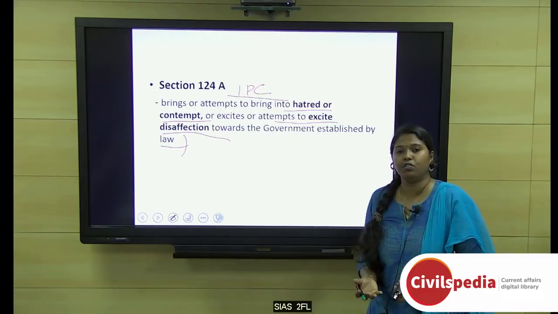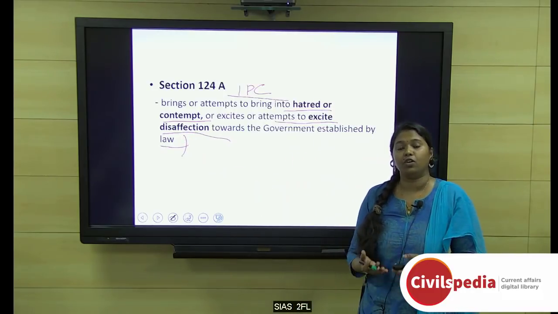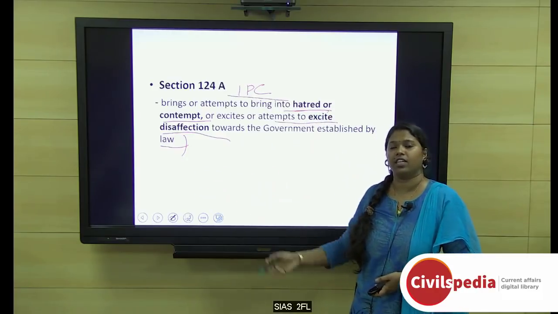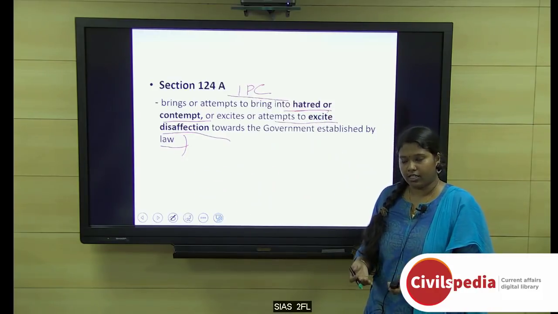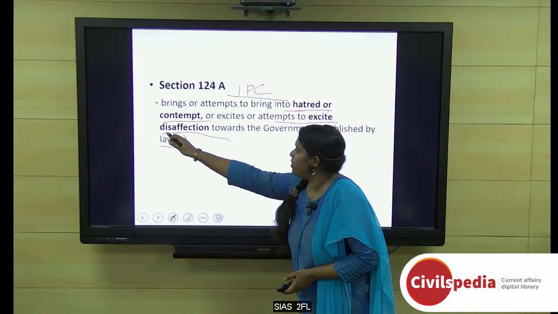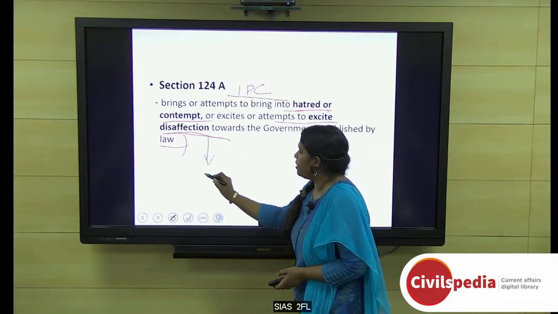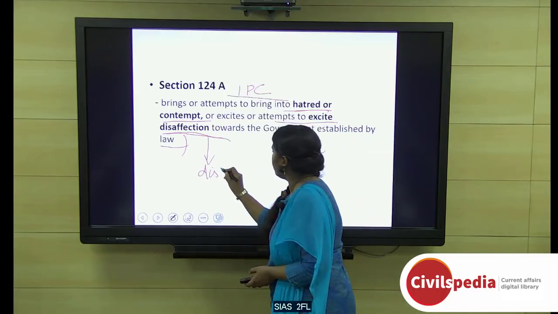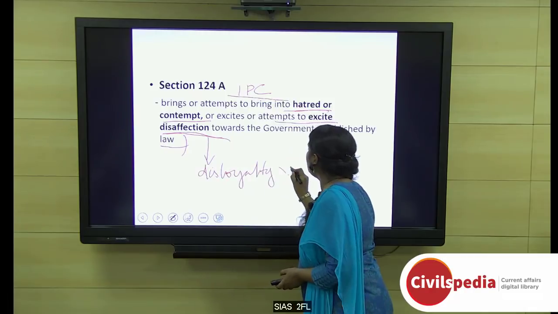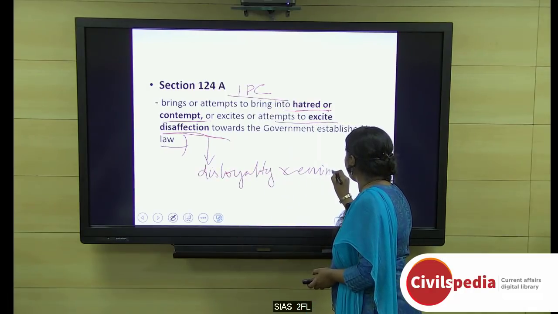So if any kind of speech or any kind of writing or action incites hatred or contempt or disaffection against the government, it can be brought under the offense of sedition. And you see, disaffection here means disloyalty and enmity towards the government.